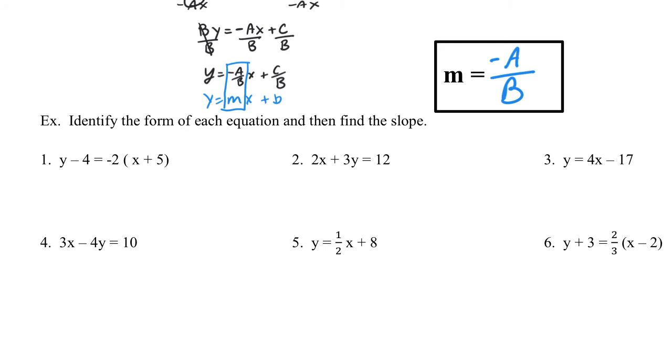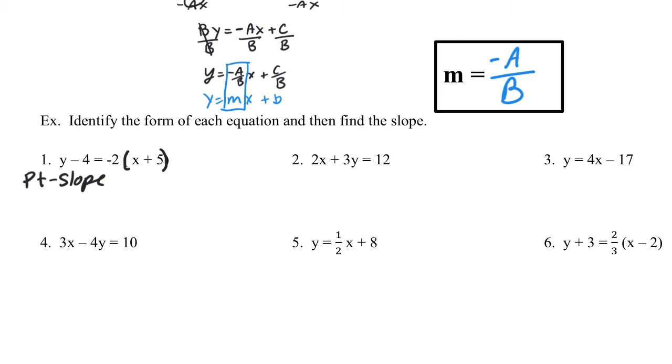So the first one, a couple things that could clue you into the form. First thing being, I have parentheses in here. And then I have values adding and subtracting to x and y on opposite sides of the equation. So the only form that really does those things is our point slope form. So this is our point slope. And I'm going to go ahead and abbreviate here to save you some writing.